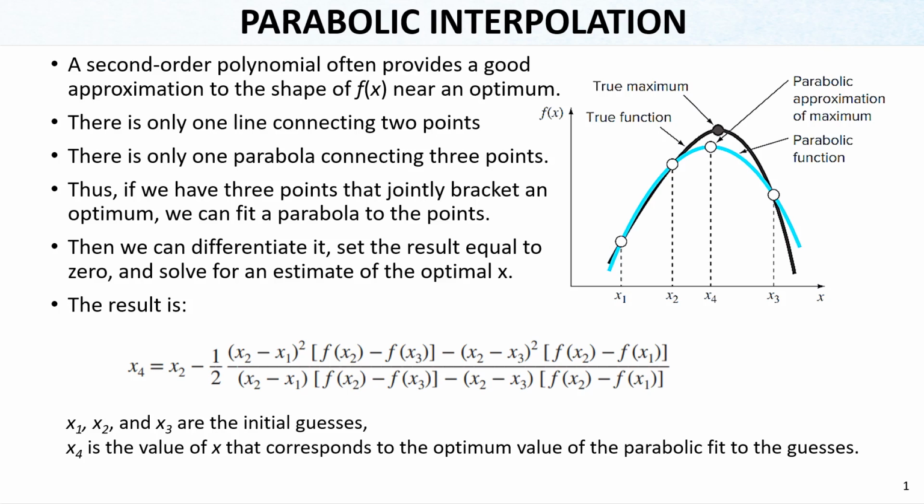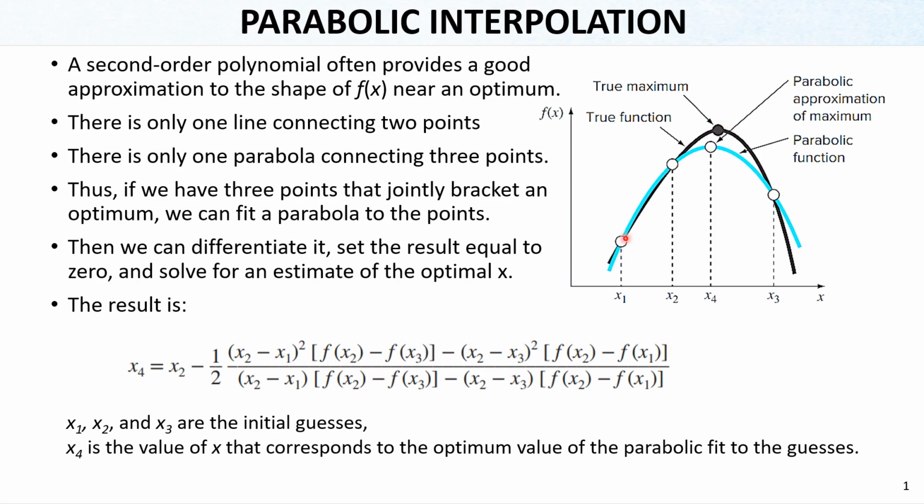Another bracketing method that we will see for the optimization is the parabolic interpolation. In this, we use a second order polynomial, and we say that this actually provides a good approximation to the shape of f(x) near an optimum. So here you can see the actual function. The true maximum is here, and the blue one is the parabolic interpolation.